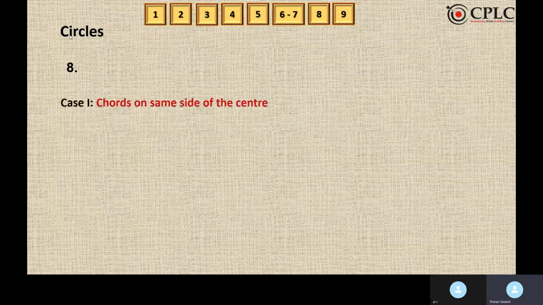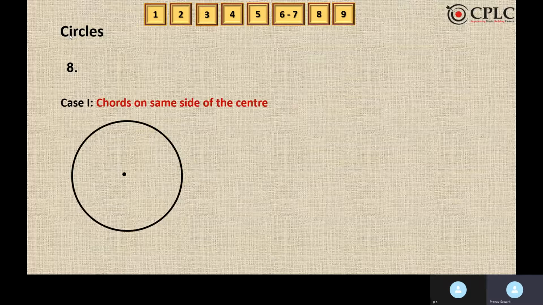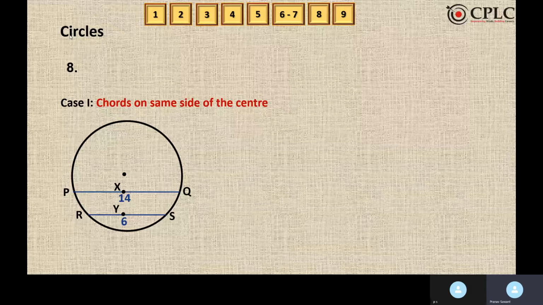So there will be two cases. First case is chords are on the same side of the center. So these are the chords that we have, 14 and 6. After applying the midpoint part, we'll get 7, 7 and 3, 3. The distance between them is 4. Now, if we construct this, we can see that there are two right angle triangles forming and the hypotenuse are the radii. So let us assume the radius as r. Now, this is a right angle triangle, so we will get the value of r by applying Pythagoras theorem.